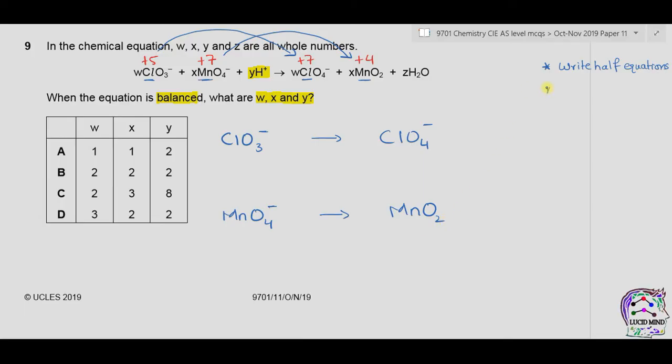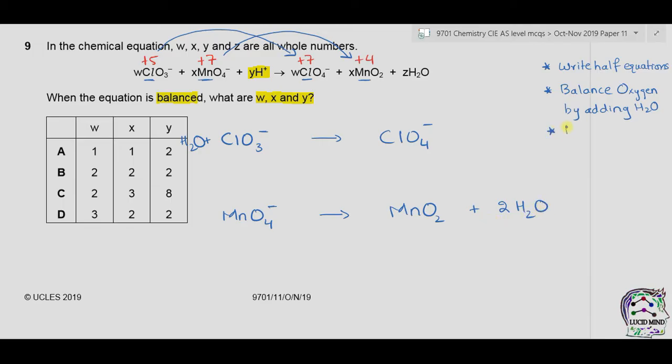Now second point is to balance oxygen by adding H2O on the opposite side. Now in the first equation, we have 3 oxygen atoms on the reactant side and 4 oxygen atoms on the product side. So we can add water molecule on the reactant side to balance oxygen. Similarly, in reactant, we have 4 oxygen atoms and on product we have 2. So we can add 2 H2O to balance oxygen atoms.